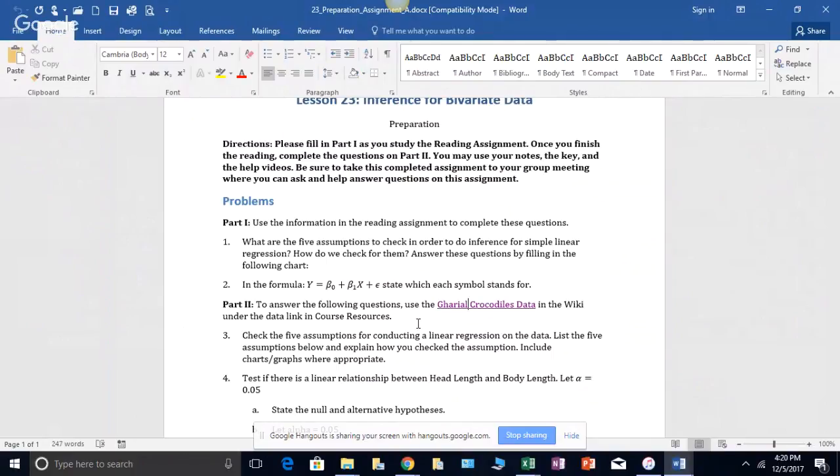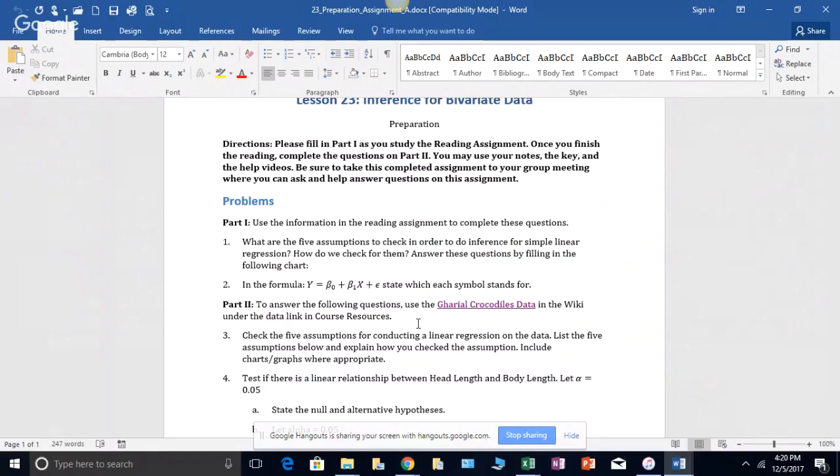What does all the things stand for? It's just B0 is the y-intercept and B1 is the slope, right? Yep, and then the epsilon or E equals the error. Yes. So, okay. All right.